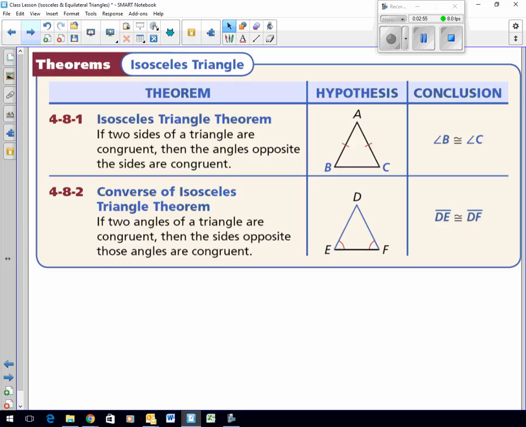Real quick, check it out. If I have an isosceles triangle, I go to the opposite angles to get my congruency.